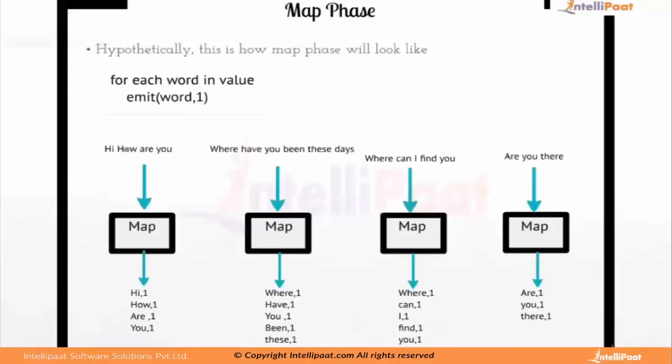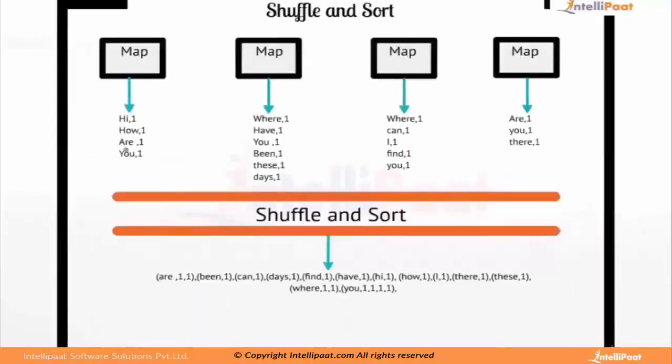Map 1 will give you hi, 1, how, 1, r, 1, u, 1. Map 2 will give you where, 1, have, 1, you, 1, been, 1, these, 1, days, 1. Map 3 would give you where, 1, can, 1, I, 1, find, 1, you, 1. And map 4 would give you are, 1, you, 1, there, 1. So individually, every map has done its job. Now it's time to integrate all of this.